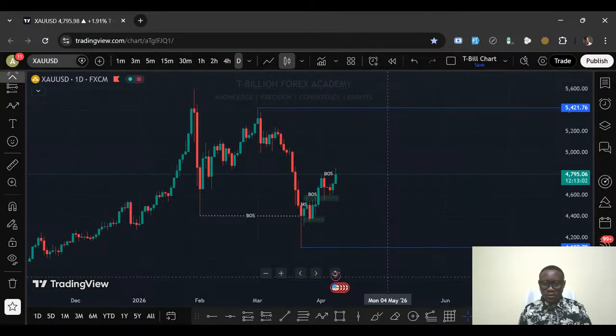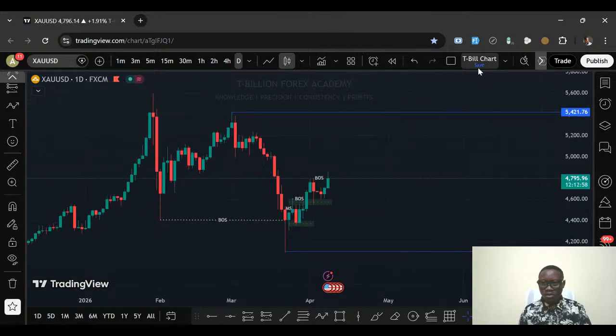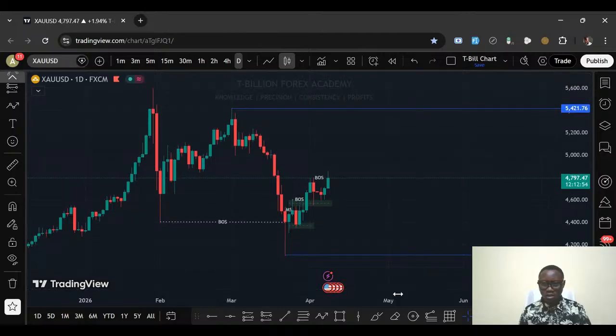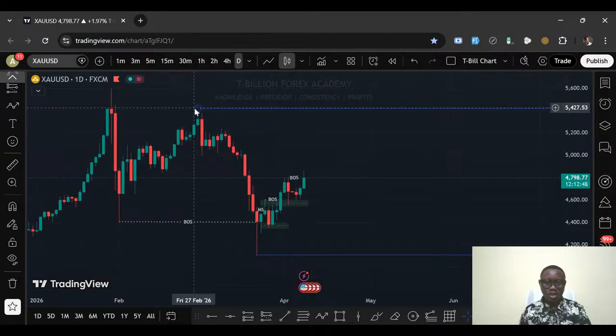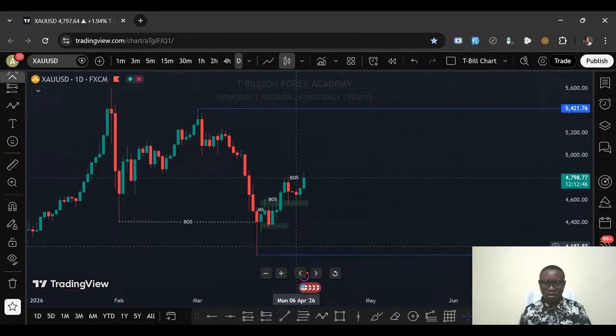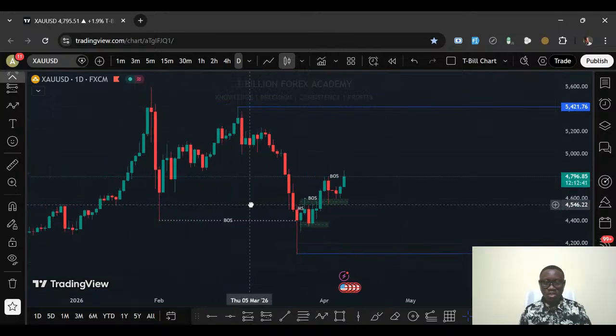Okay, I think I have some price levels marked out already. So let me just explain this briefly. On the daily time frame, as always, we marked out our external liquidity level. So for this, going by price action and market structure, gold is bearish.